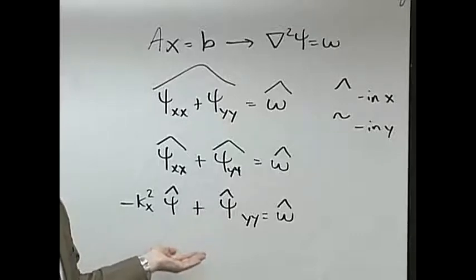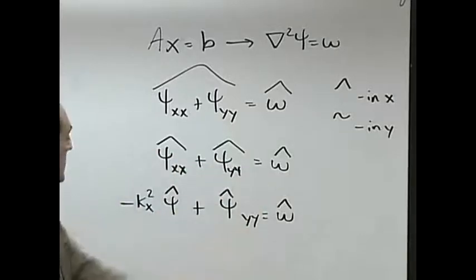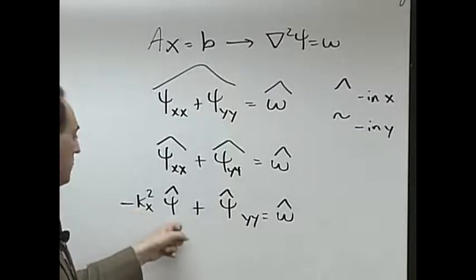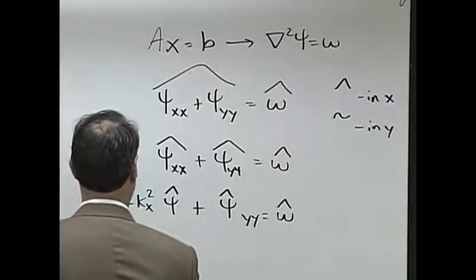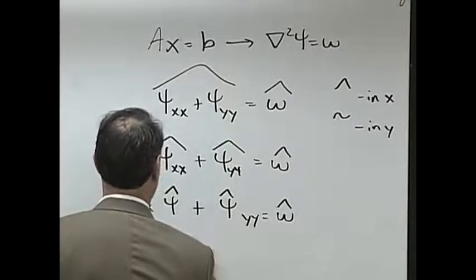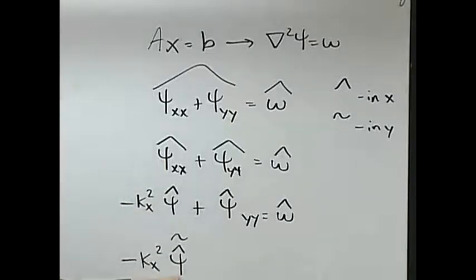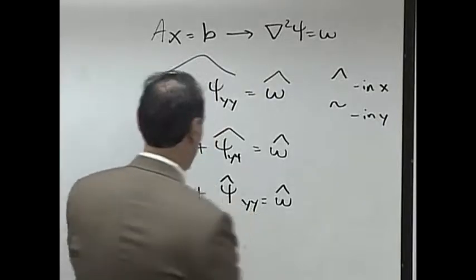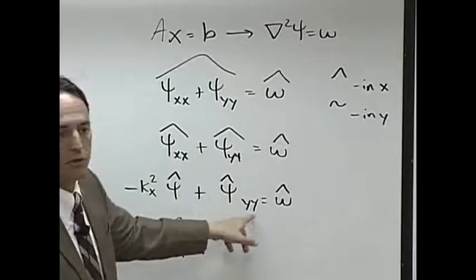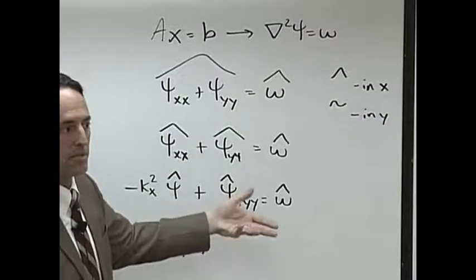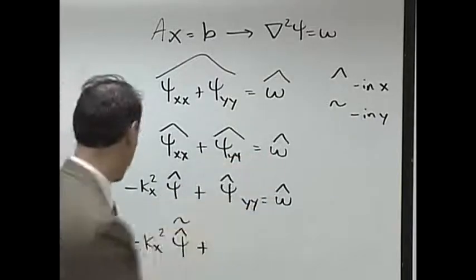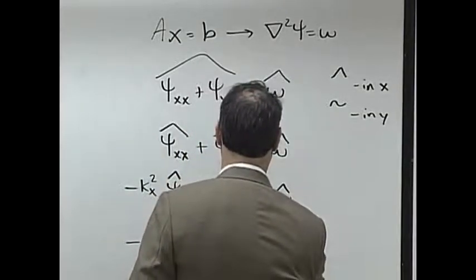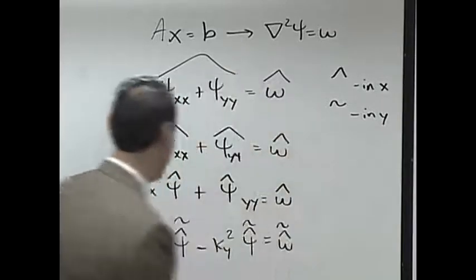Now, I'm going to Fourier transform in y. That's just a constant. This is giving negative kx squared, Fourier transform hat tilde. Just means it's Fourier transform in x and y. Plus, what's the Fourier transform in y of 2 derivatives in y? Pops out an iky squared. So it gives you a minus ky squared. Boom.